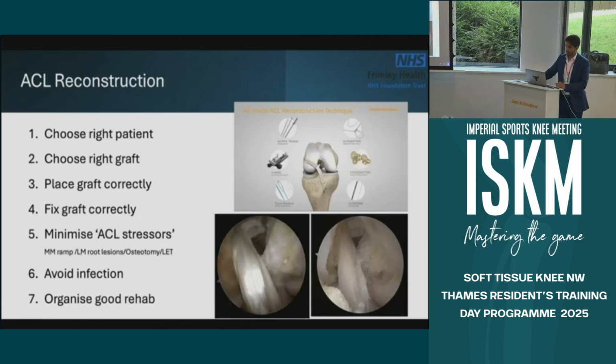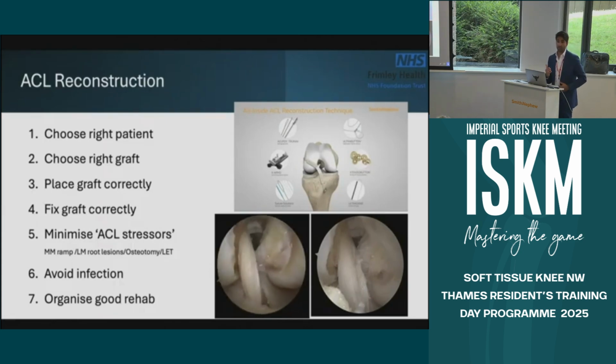Now, I have to give credit to Andy. This is basically his slide, okay? He has 7 steps to make ACL surgery easy. You must choose the right patient, because if you don't choose that patient and things go wrong, then it's going to be a disaster. You must choose the right graft, so it depends on the kind of patient you're treating. We can discuss that later on. You must put the graft in the correct place. The most common cause of revision surgery is malplaced tunnels. You must fix it correctly, which could be with a screw or with a suspensory button.